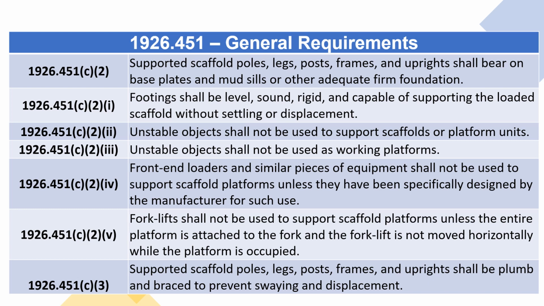1926.451(c)(3): Supported scaffold poles, legs, posts, frames, and uprights shall be plumb and braced to prevent swaying and displacement.